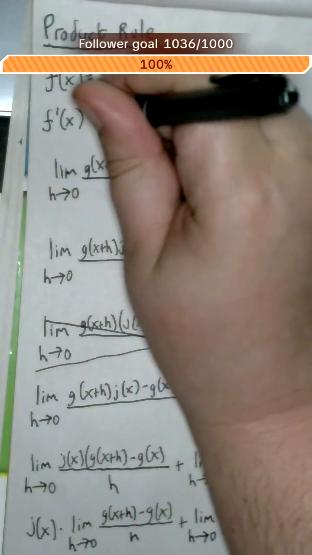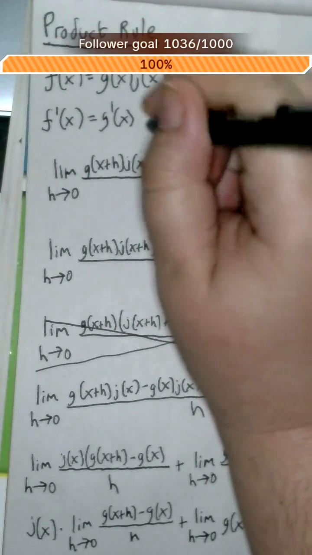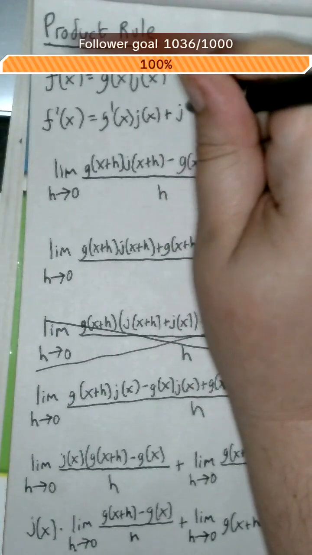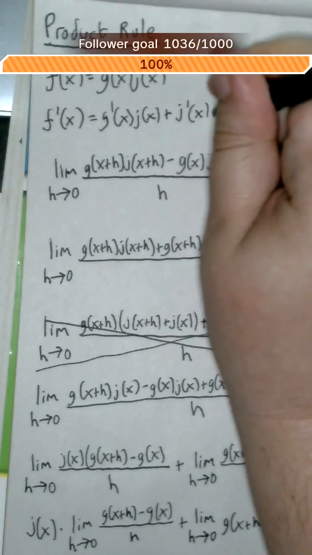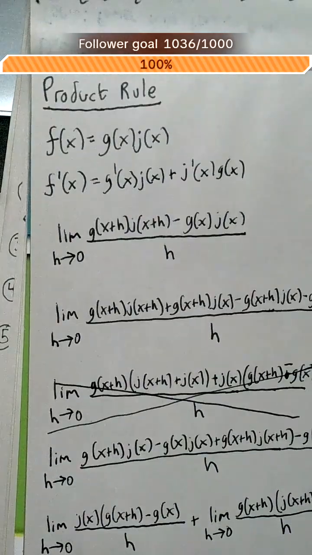So this is g prime times j of x plus j prime g of x. And that's it. That is product rule.